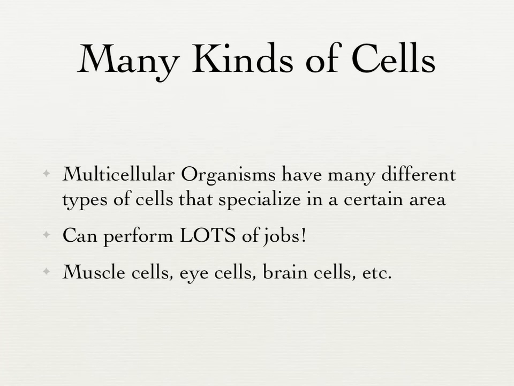There are many kinds of cells in multicellular organisms, and there's a reason for that. All of these different types of cells are going to specialize in a certain area. And for that reason, they can actually perform lots of jobs. So you have muscle cells that specialize in moving muscles. You have eye cells that specialize in eyes, brain cells, and so on and so forth. That's why it's good to be multicellular. Okay, your cells can perform many different types of jobs.